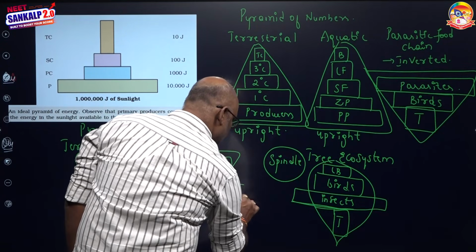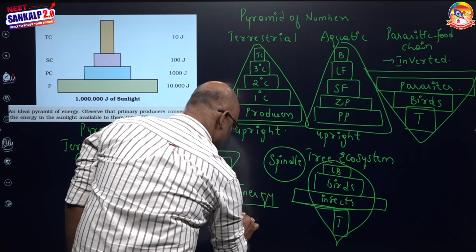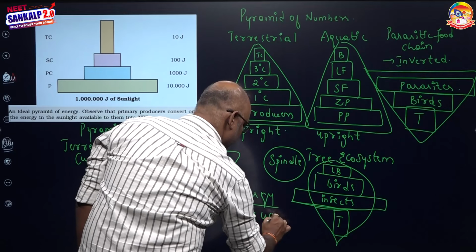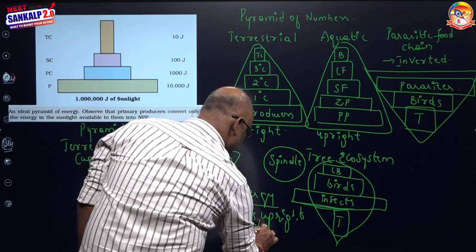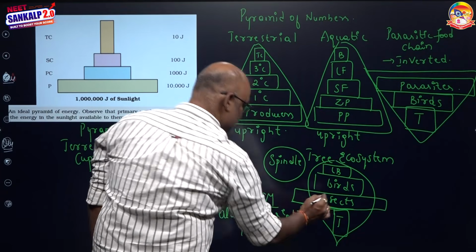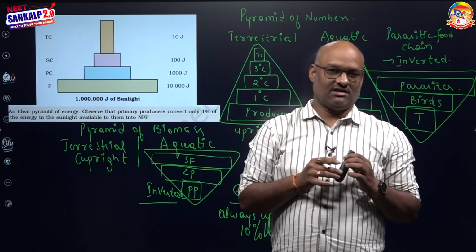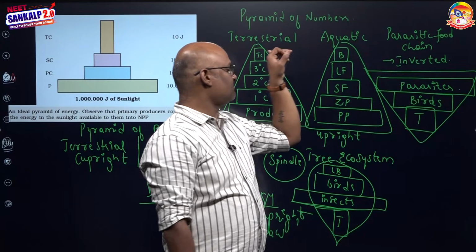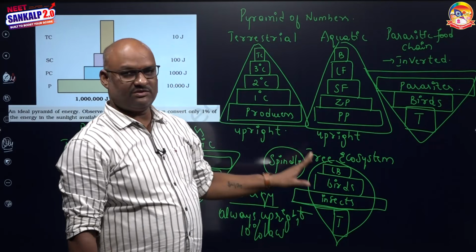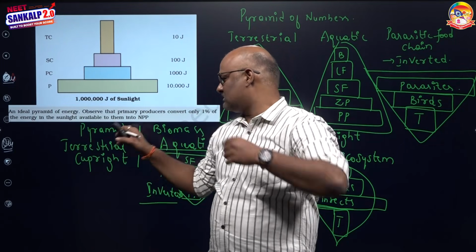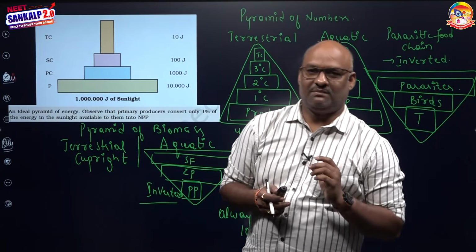And the pyramid of energy for all the ecosystems is always upright, because of the 10% law. So, pyramid of number for terrestrial ecosystem is upright, aquatic ecosystem upright, parasitic food chain inverted, tree ecosystem spindle. Pyramid of biomass for terrestrial ecosystem is upright, aquatic ecosystem inverted. Pyramid of energy for all the ecosystems is an upright pyramid.